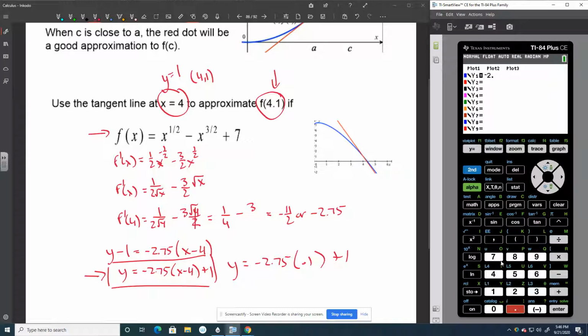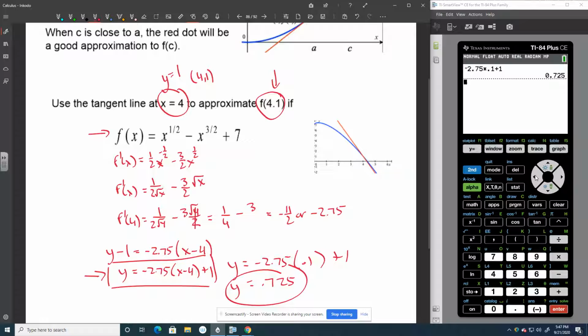Negative 2.75 times 0.1 plus 1 is going to equal 0.725. So my y value, when x is 4.1, I'm not going to put equals, I better put approximately 0.725. So that's my approximation. When x is 4.1, y is approximately 0.725.